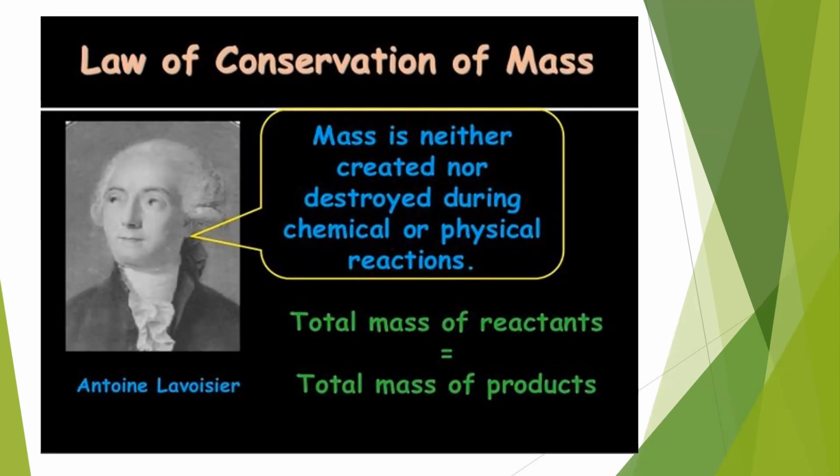To answer the question, let's talk about Antoine Lavoisier, a French scientist who worked on this idea. He discovered that the total mass of the reactants is equal to the total mass of the products. This is called the law of conservation of mass, which states that mass is neither created nor destroyed during chemical or physical reactions. To understand this law, we will talk about many examples.